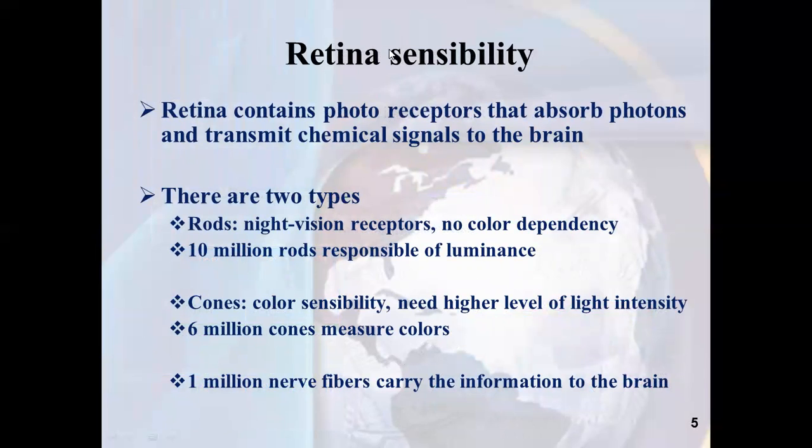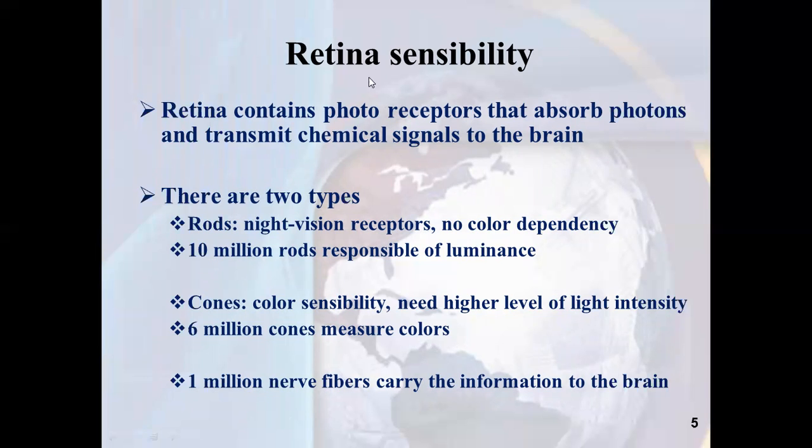So the retina contains, as we said, photoreceptors. These receptors absorb photons or the reflected light and transmit chemical signals to the brain, where the brain interprets these photons of the image of the object in order to be recognized by humans as: this is a tree, this is a car, this is red color, this is blue color, etc.